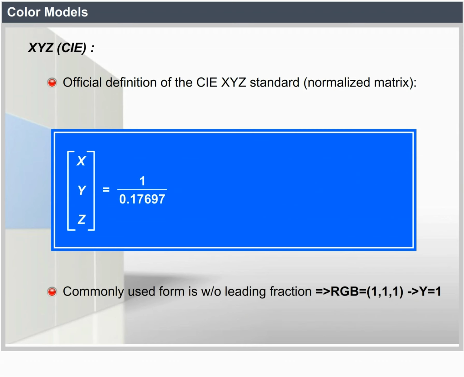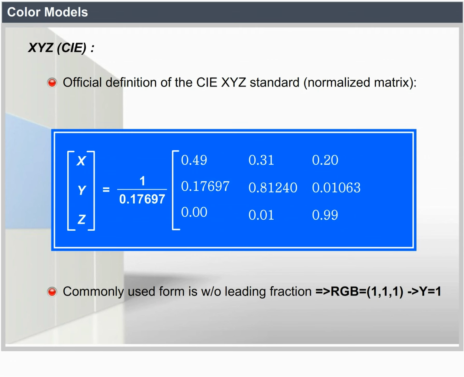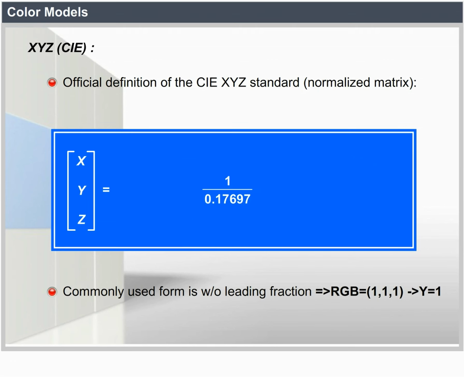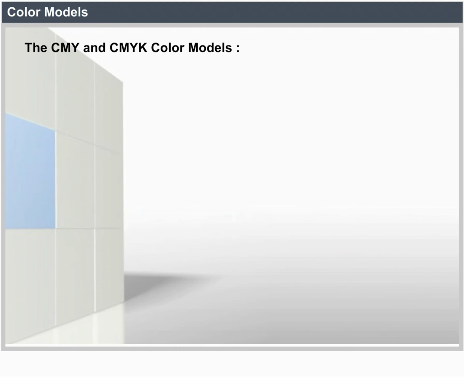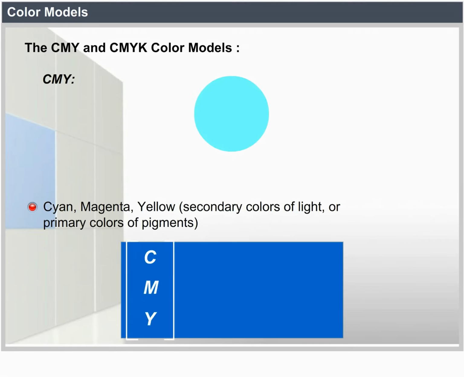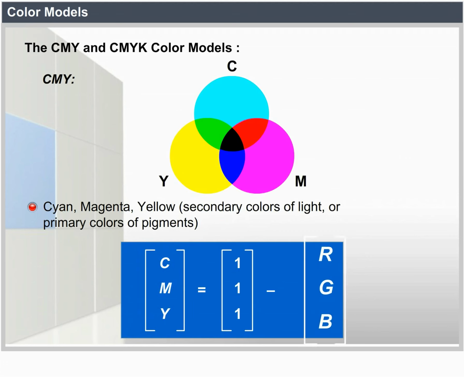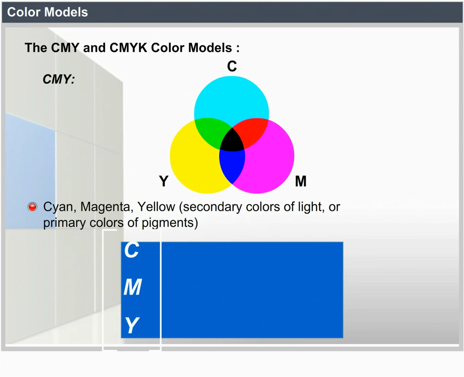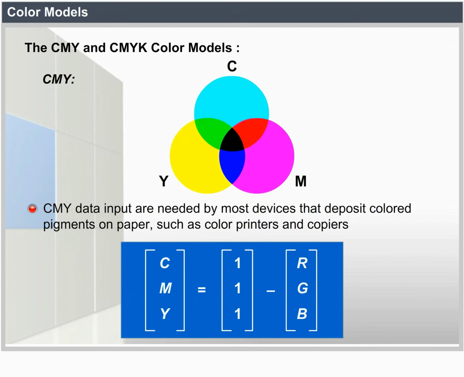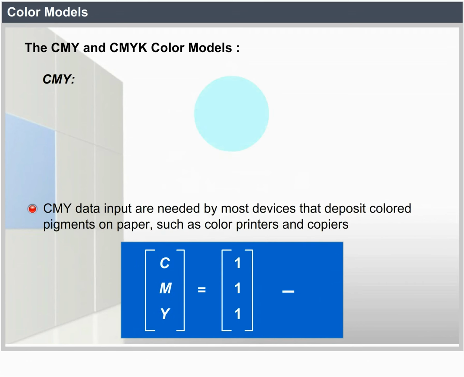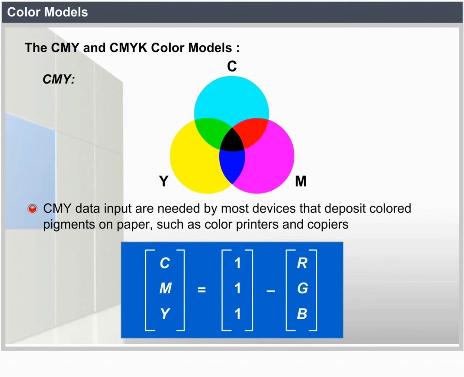Commonly used form: RGB equals 1, 1, 1 leads to Y equals 1. The CMY and CMYK color models. CMY: cyan, magenta, yellow, secondary colors of light or primary colors of pigments. CMY data input is needed by most devices that deposit colored pigments on paper, such as color printers and copiers.